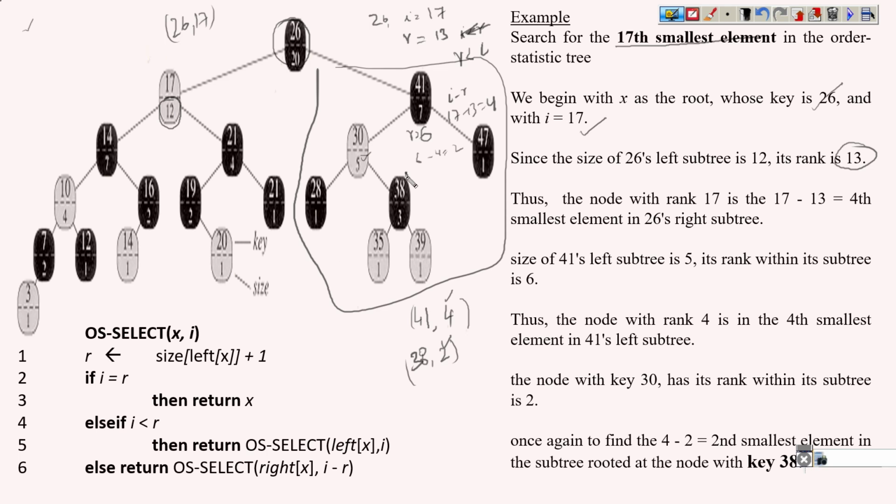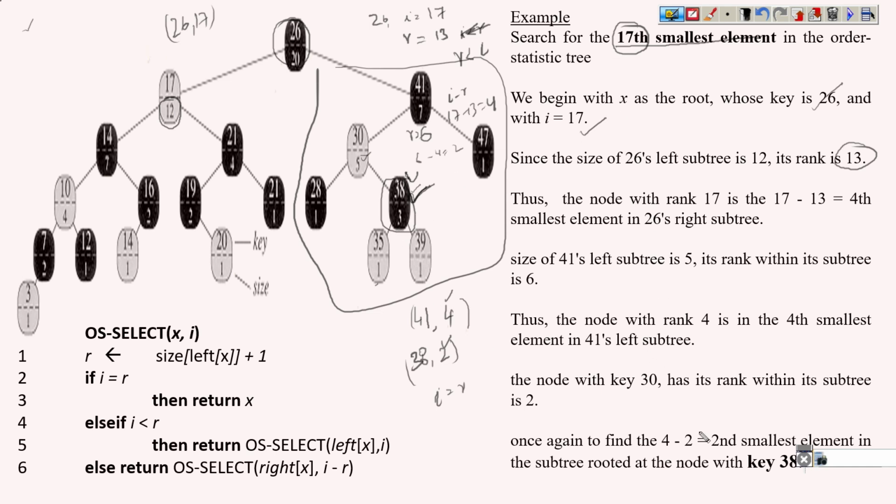So now you are here at 38. Now you have to see what is the rank of this element. So you look to the left, its size is 1. So 1 plus 1, 2. That means now you have achieved I equals R. And then you will stop here, you will return this element. That means 38 is the element whose rank is 17. So don't forget that we are looking for the element with the 17th rank. So 38 is the answer.